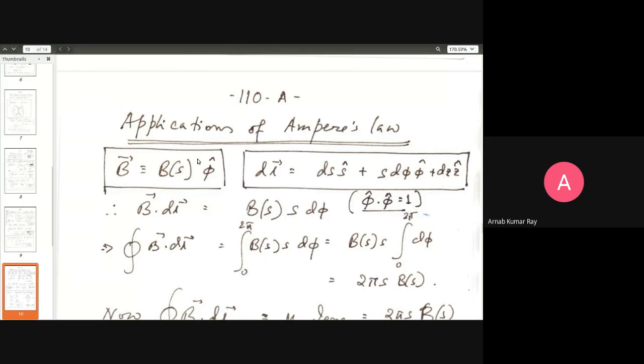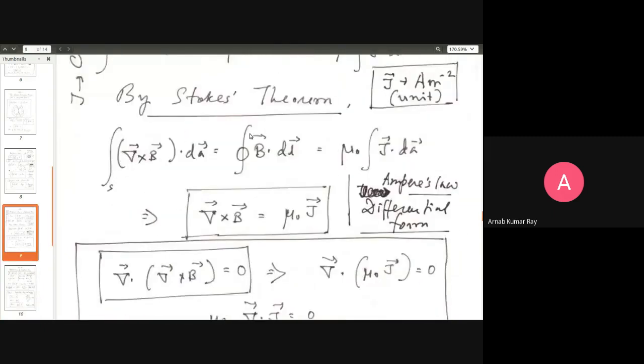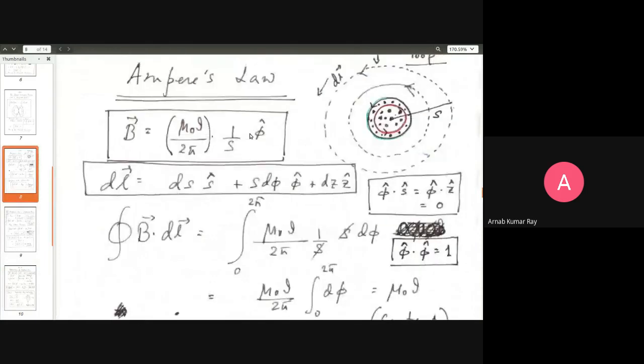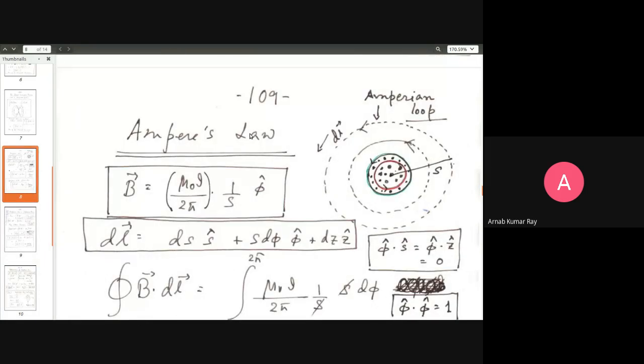Of course, in cylindrical symmetry, it makes sense for us to use cylindrical symmetry, because we already know by now that magnetic field arises due to current, and what's the simplest form of a current? A current passing through a straight wire. That's the simplest form of a current.